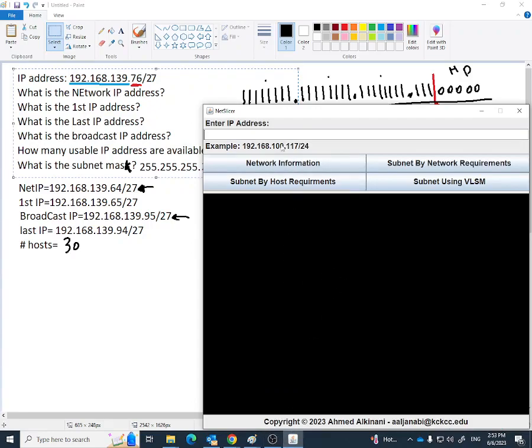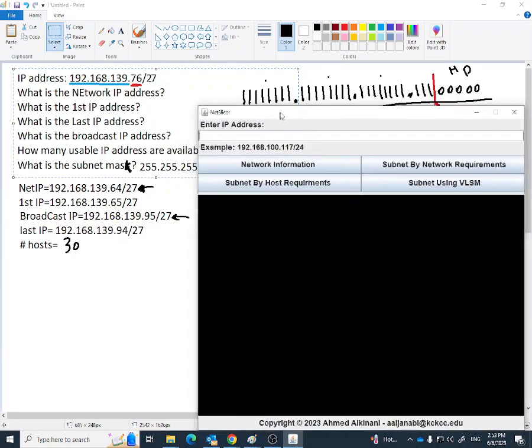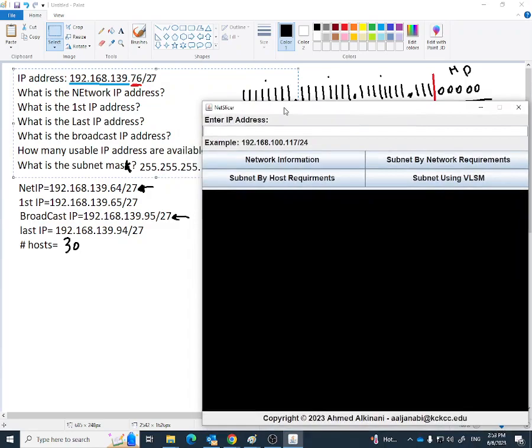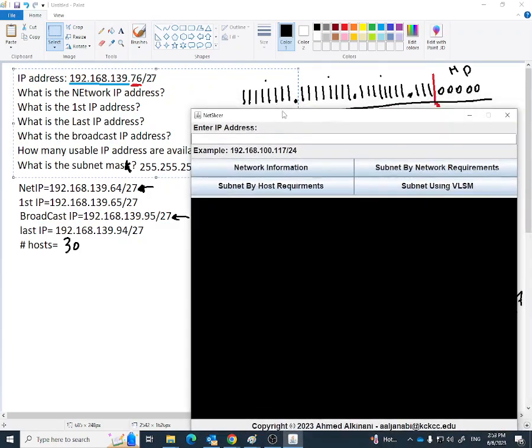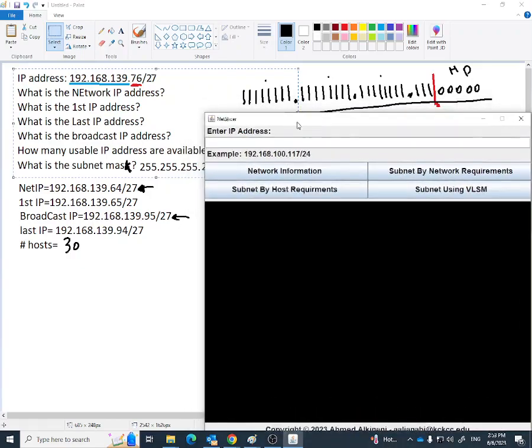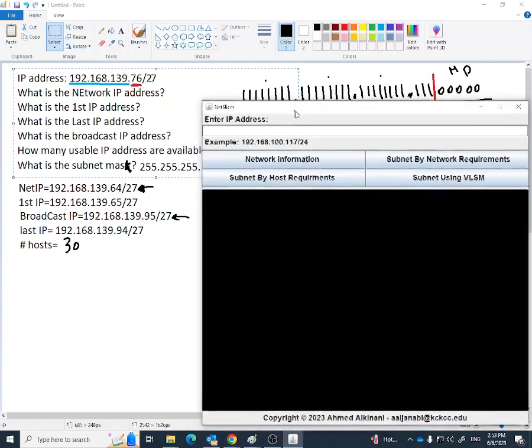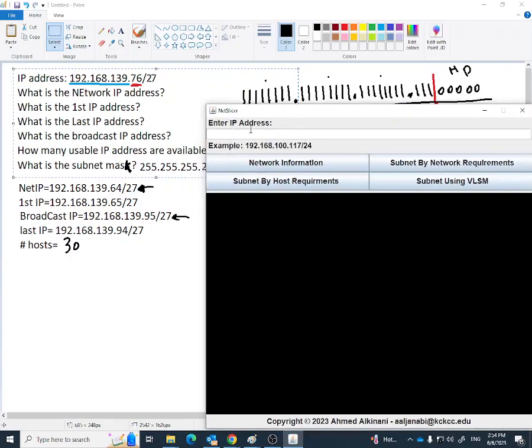I created this application a few weeks ago. And this application has a simple job, which is to show me how to do networking calculations. So I use this application to verify my work.